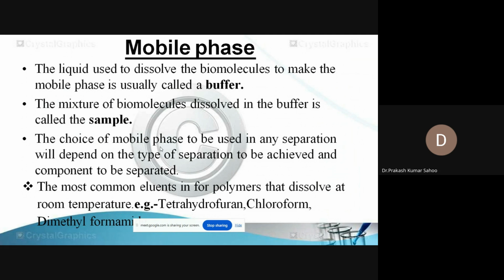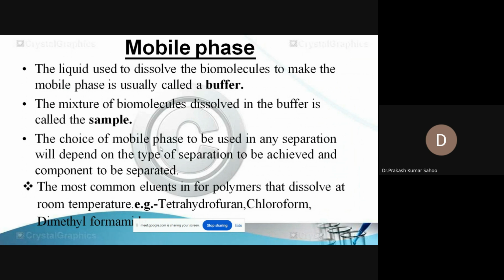The mobile phase is the eluent or the solvent that is used for the separation of the components using the size exclusion phenomenon. The liquid used to dissolve the biomolecules to make the mobile phase is usually called a buffer. A mixture of biomolecules dissolved in the buffer is called the sample. The choice of mobile phase to be used in any separation will depend on the type of separation to be achieved and the components to be separated.